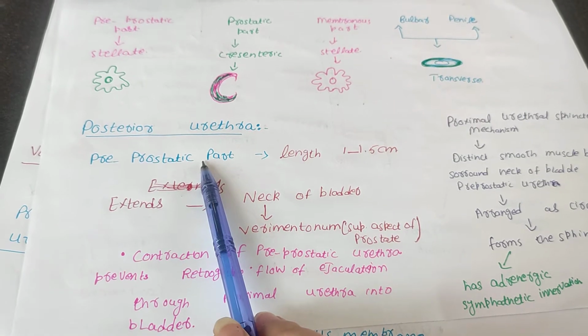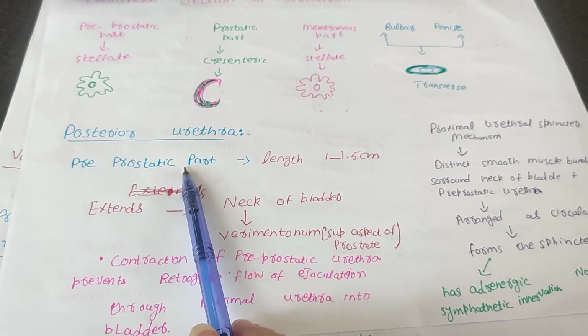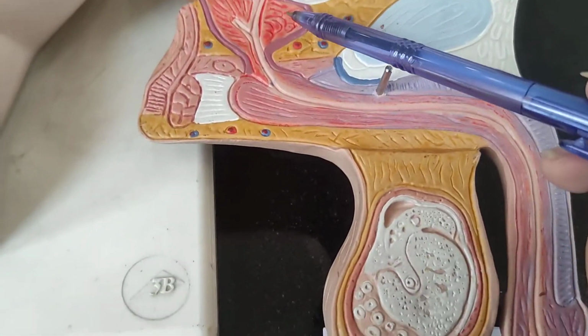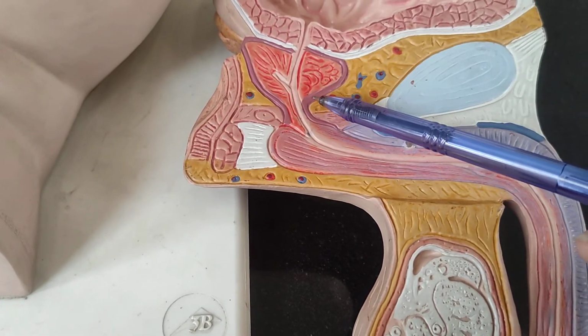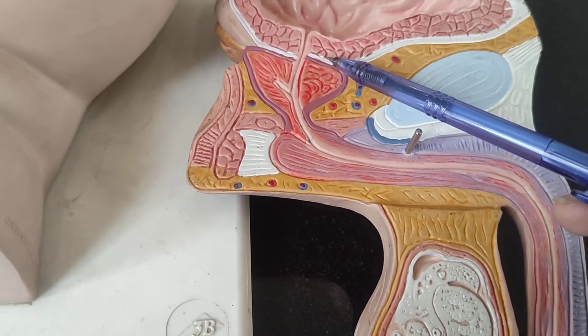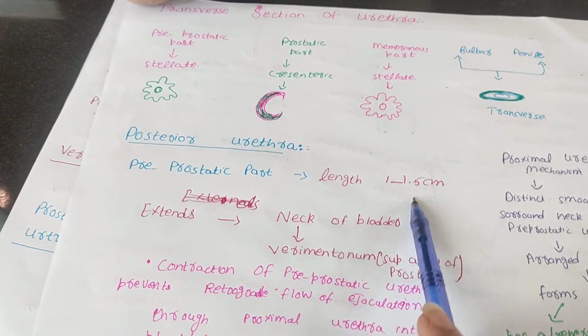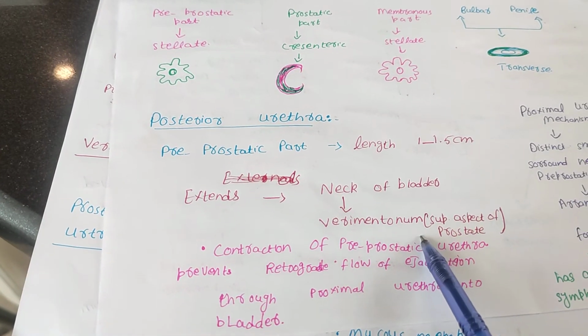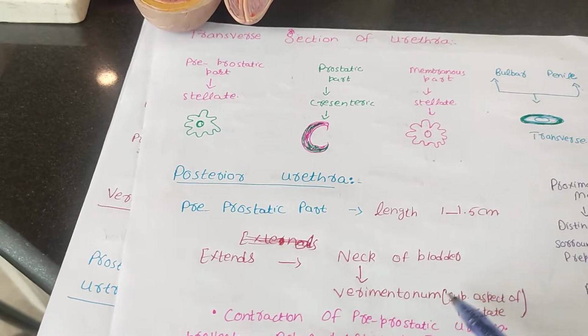So the pre-prostatic part is the part which lies within the prostate. Here you can see in the bladder we have this prostate and the renal fascia. So the part which is lying above the prostate will be the pre-prostatic part, and its length will be only 1 to 1.5 centimeter. It extends from the neck of the bladder to the verumontanum.